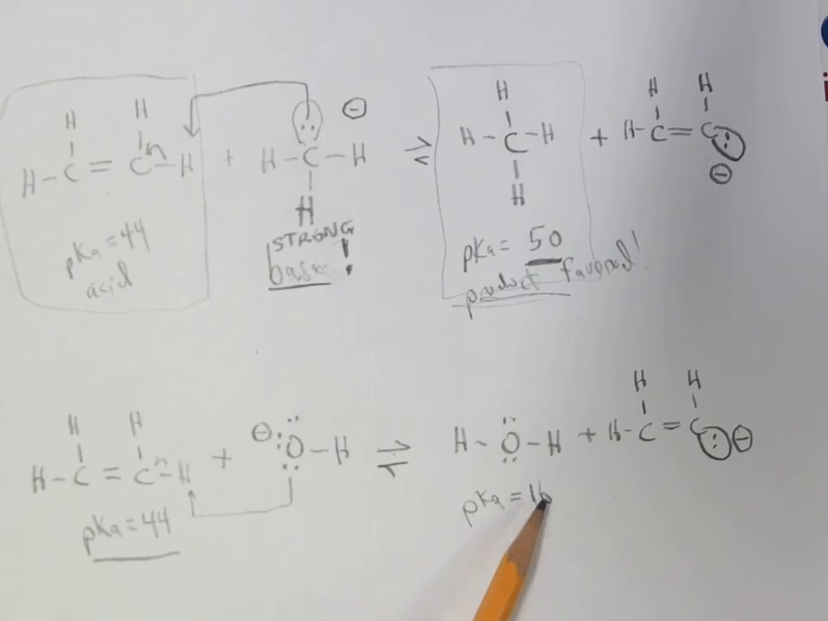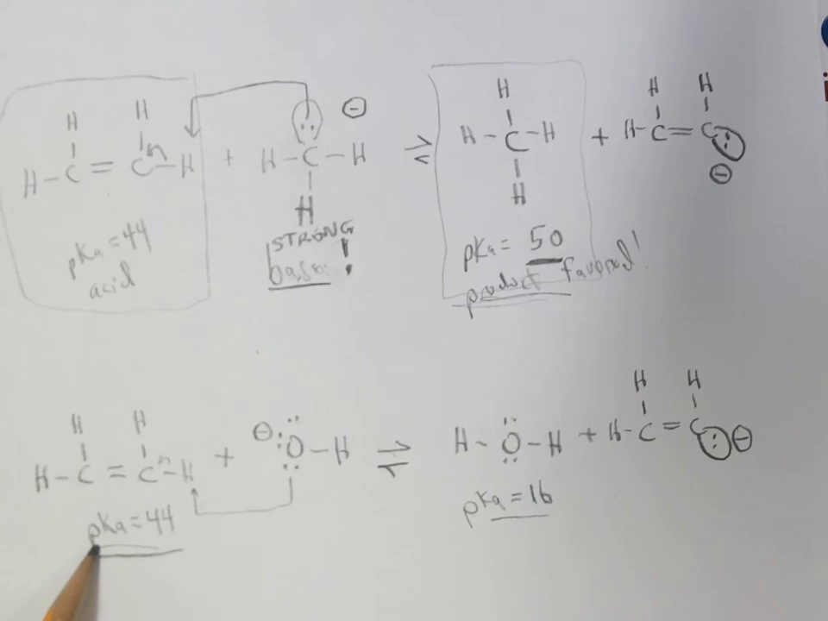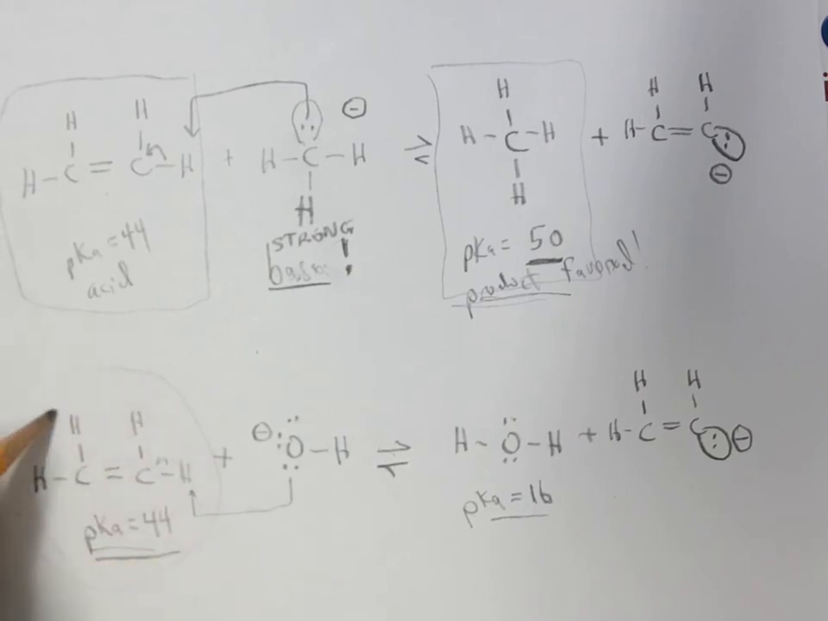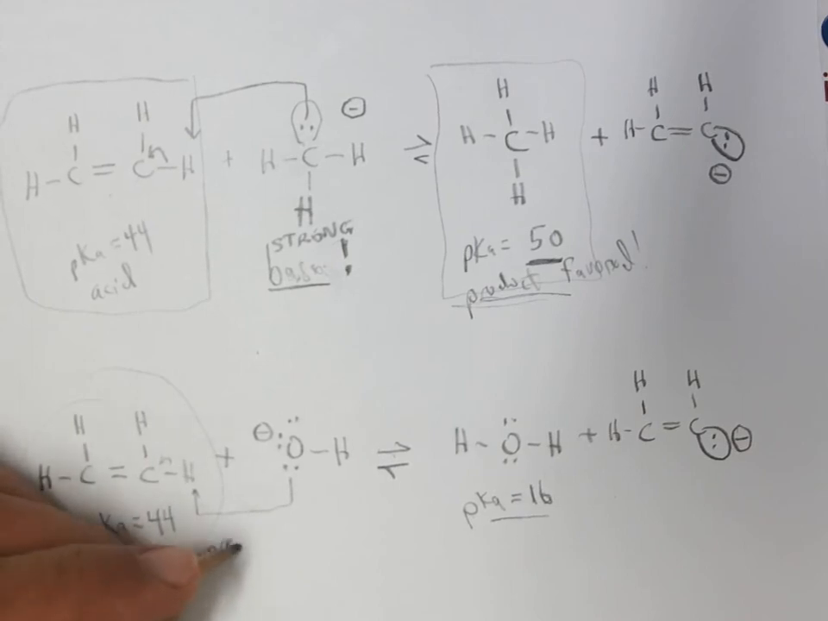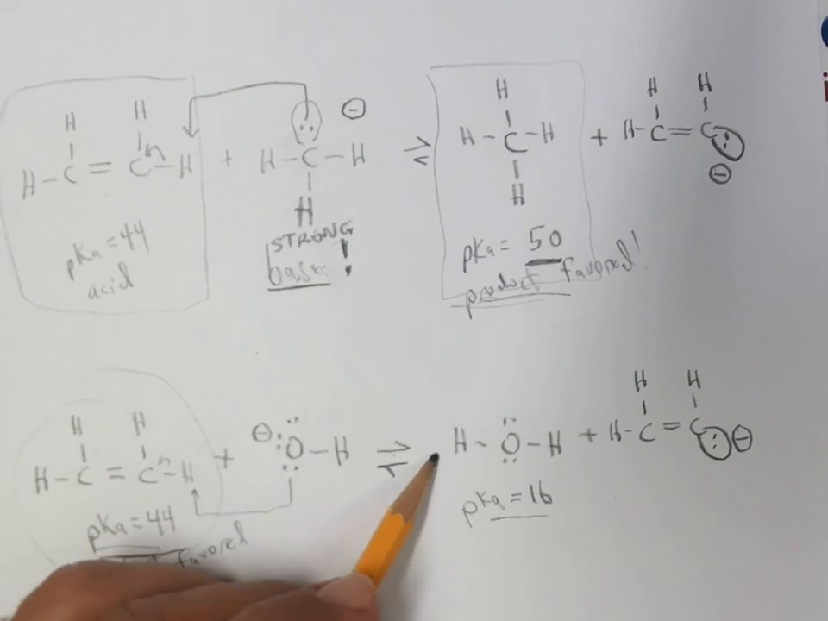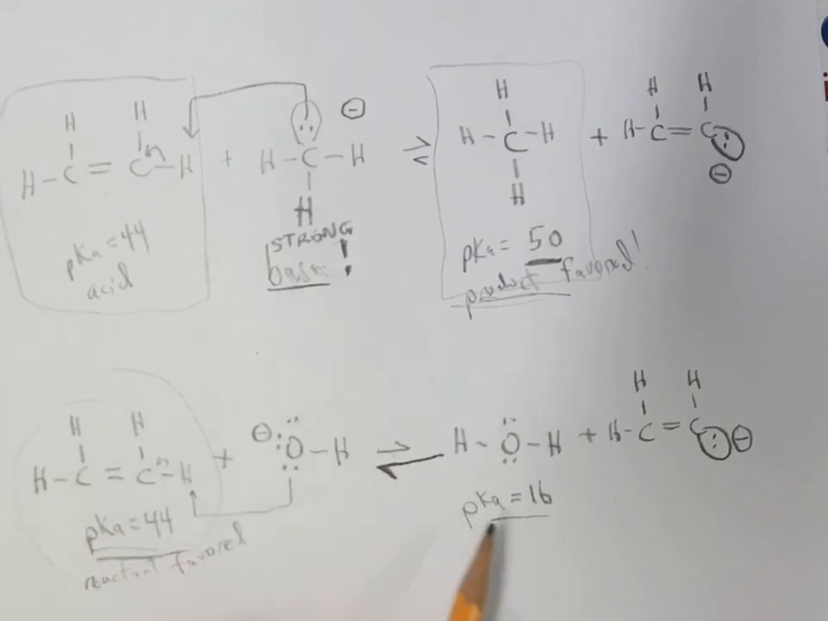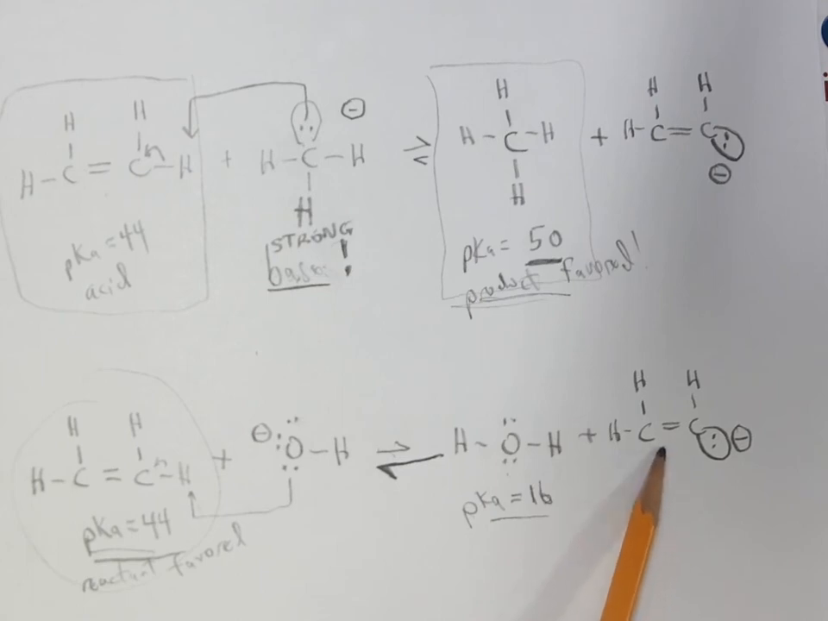Now, pK equals 16 means it's much more reactive than pK equals 44, so this is the stable, less reactive of the two acids in our comparison. So this is going to be reactant favored, and in reality nothing will happen. It will favor the reactants because if you did have water and this base, which is super powerful, it would deprotonate the water and make what we thought might be our reactants.